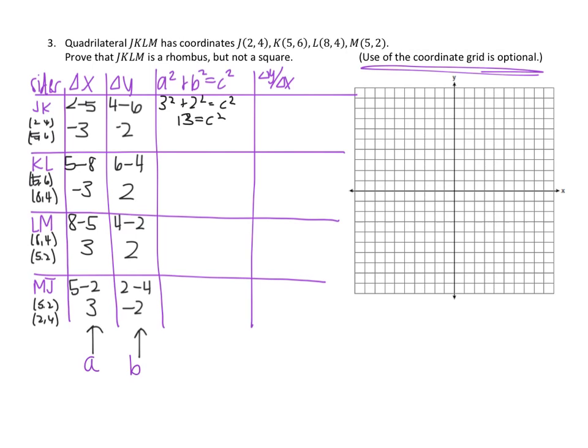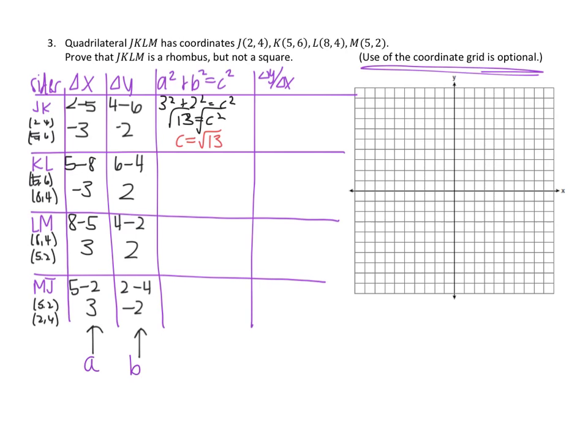You should get 13 equals c squared. Now in order to get c by itself, we square root both sides. So final answer here, we have c equals square root 13. Go ahead and follow that process again all the way through the bottom. Pause the video if you need to.